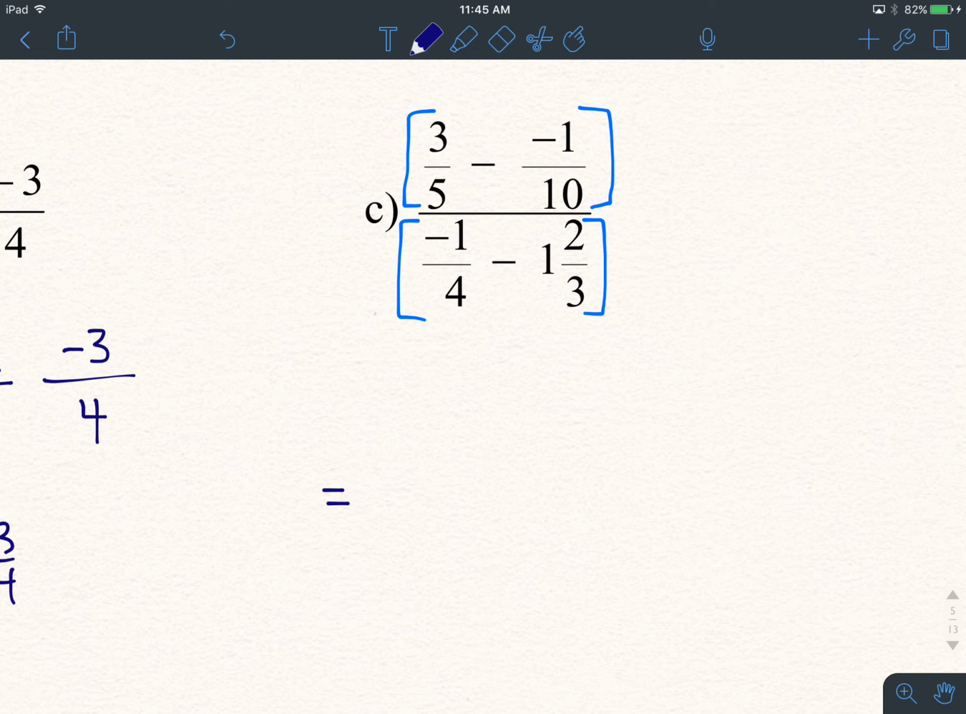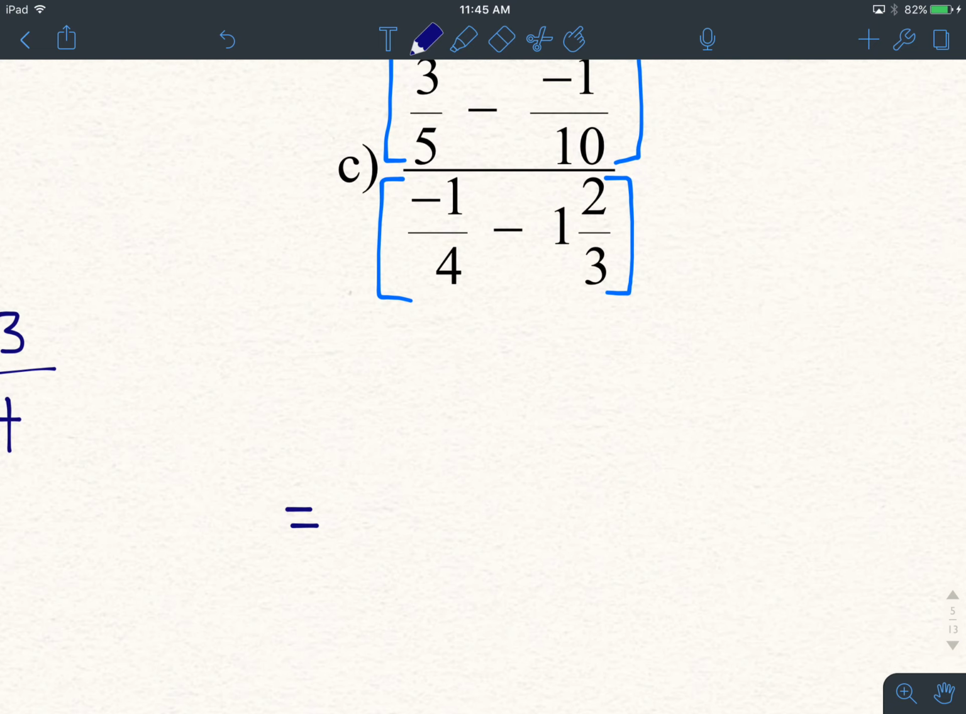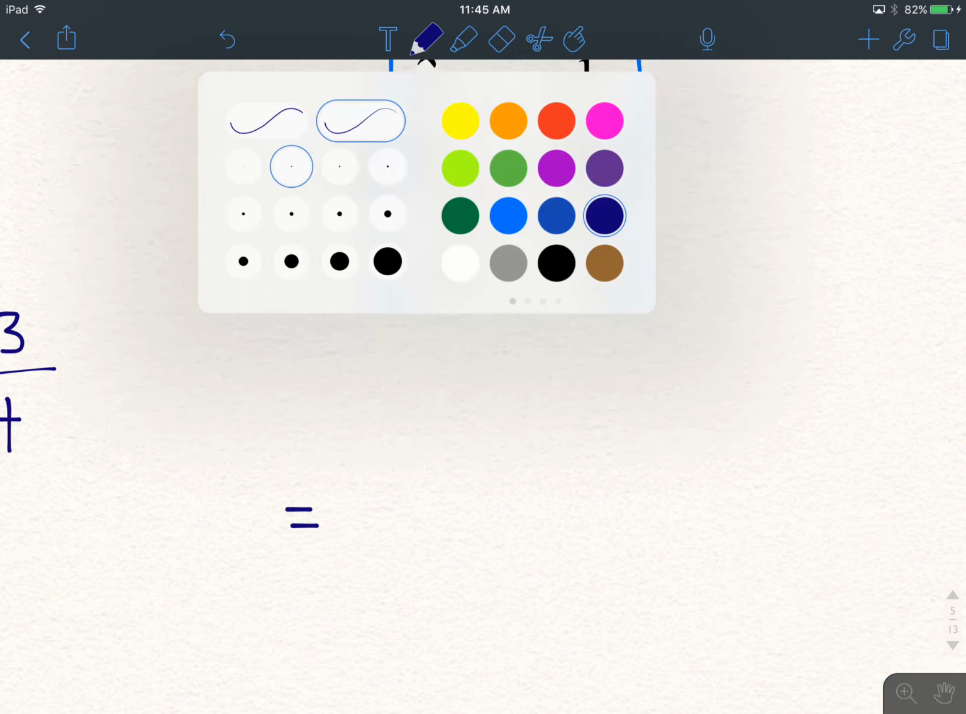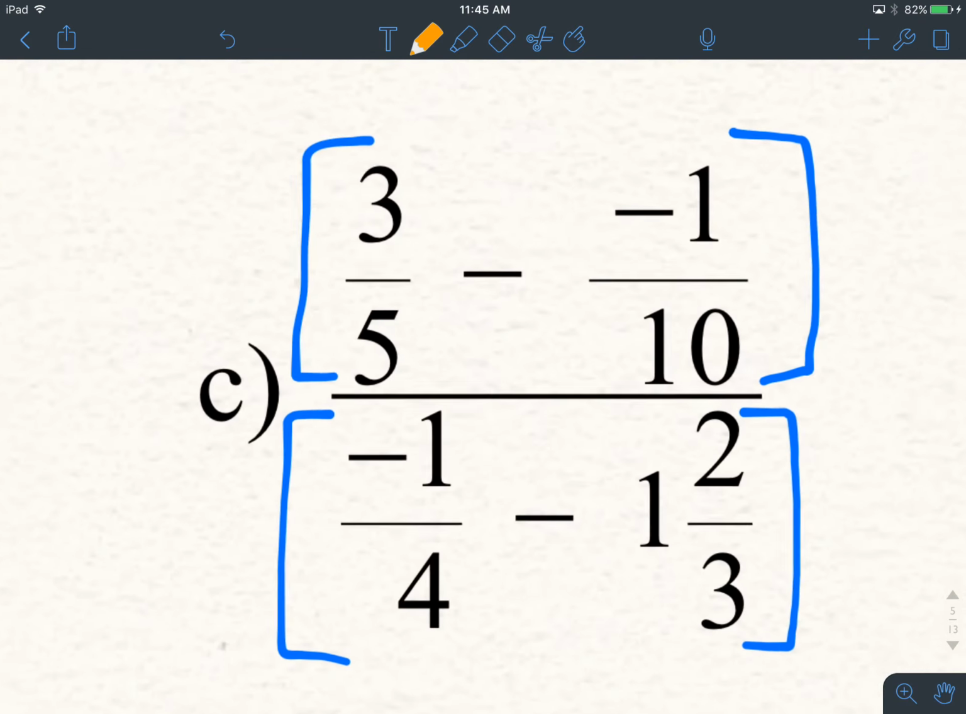That means these invisible brackets sort of show up. So in order to work through the first, the numerator, what I see is that there's only one operation, and that is going to be subtraction. So when you're subtracting fractions, we are going to come up with a common denominator first. I have 5 and I have 10 as my denominators.